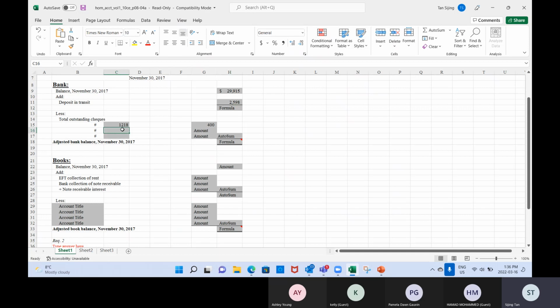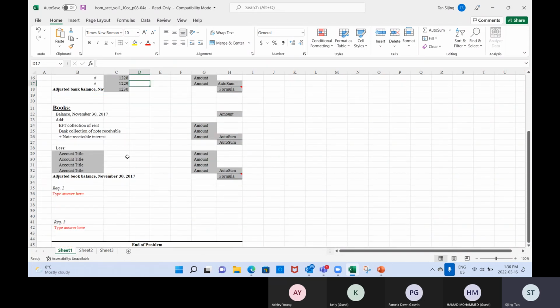So the three checks will be 1228, 1229, and there's one more, 1230. I'm not going to change any template, so just put them in there. Now you have those outstanding checks, and then you're done with the bank side. You're already including your deposit amount, and you deducted all those outstanding checks.